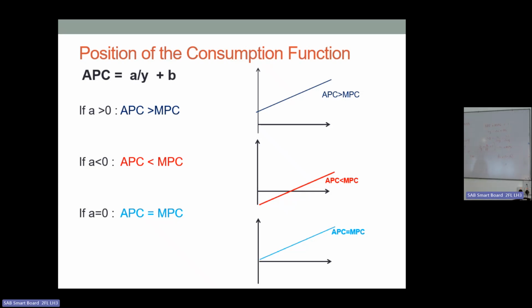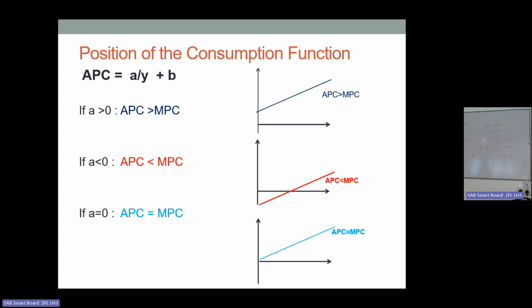Now, what happens if A equals 0? Autonomous consumption is 0. Entirely the consumption depends on income. That's it. So what happens if this is 0?